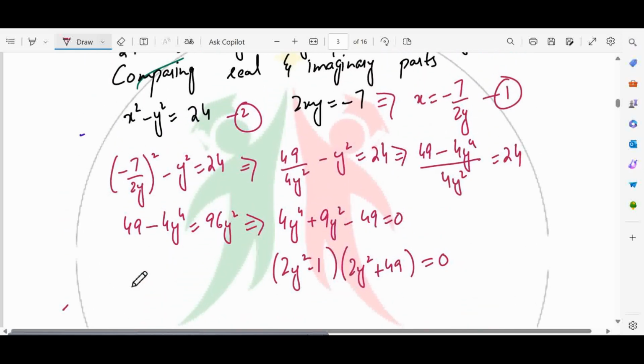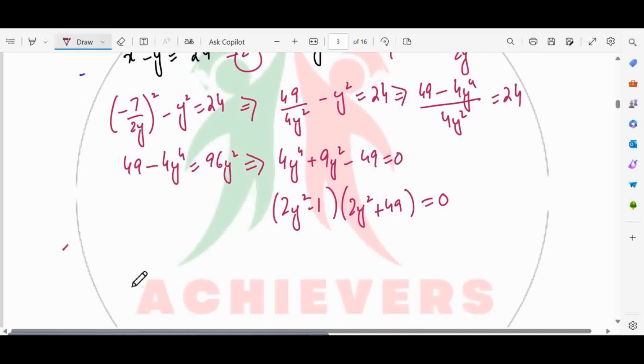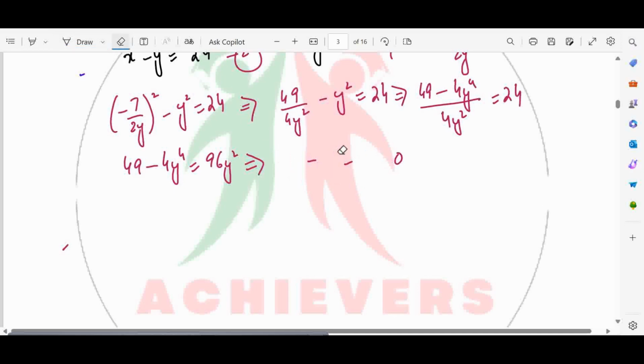Let me recheck the final things. Okay. Now there is a slight change here. That is why the answers were not accurate. This one is 96 here. Okay, this one should be 96 here. Yes. 4y⁴ + 96y² - 49 is equal to 0.